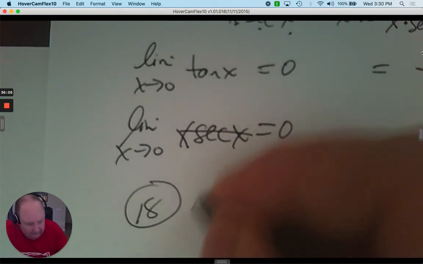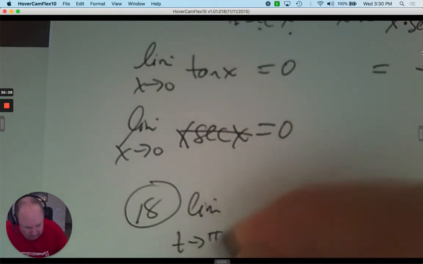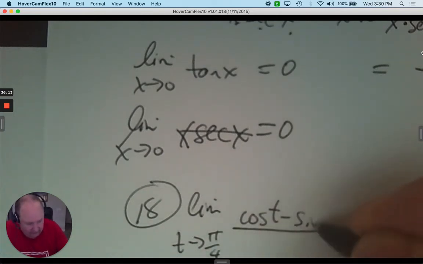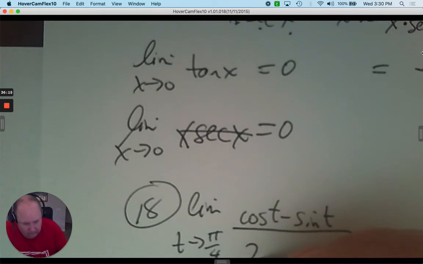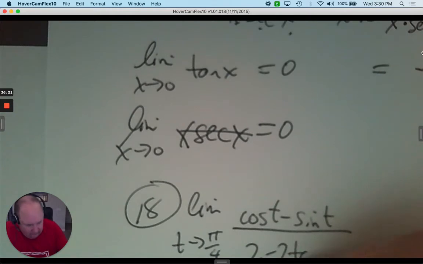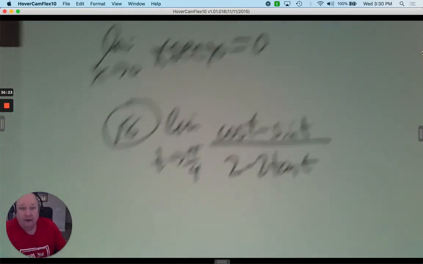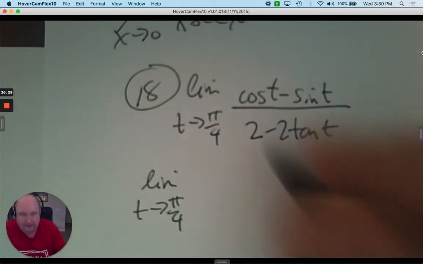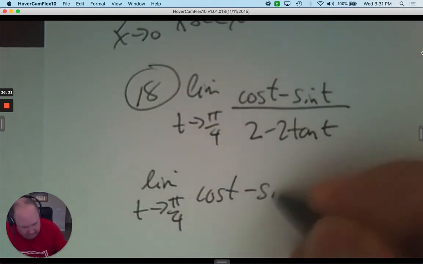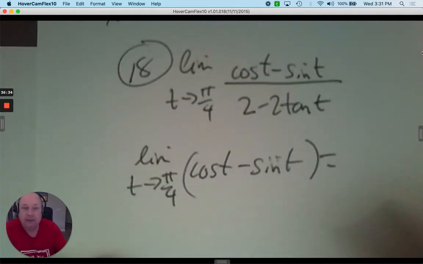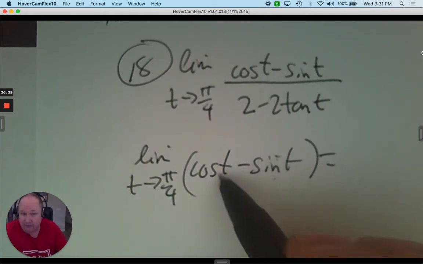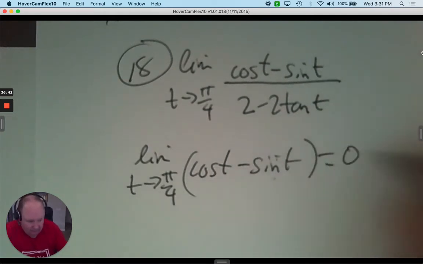The limit as t approaches pi over 4 of cosine t subtract sine t of 2 subtract 2 tangent t. All right, we're going to separate it. I'm not going to assume that it's L'Hopital's rule until I see it. So the numerator and the denominator. So the limit as t is approaching pi over 4 for this. 45-degree reference angle, so they're the same number. So you subtract, the answer is 0.